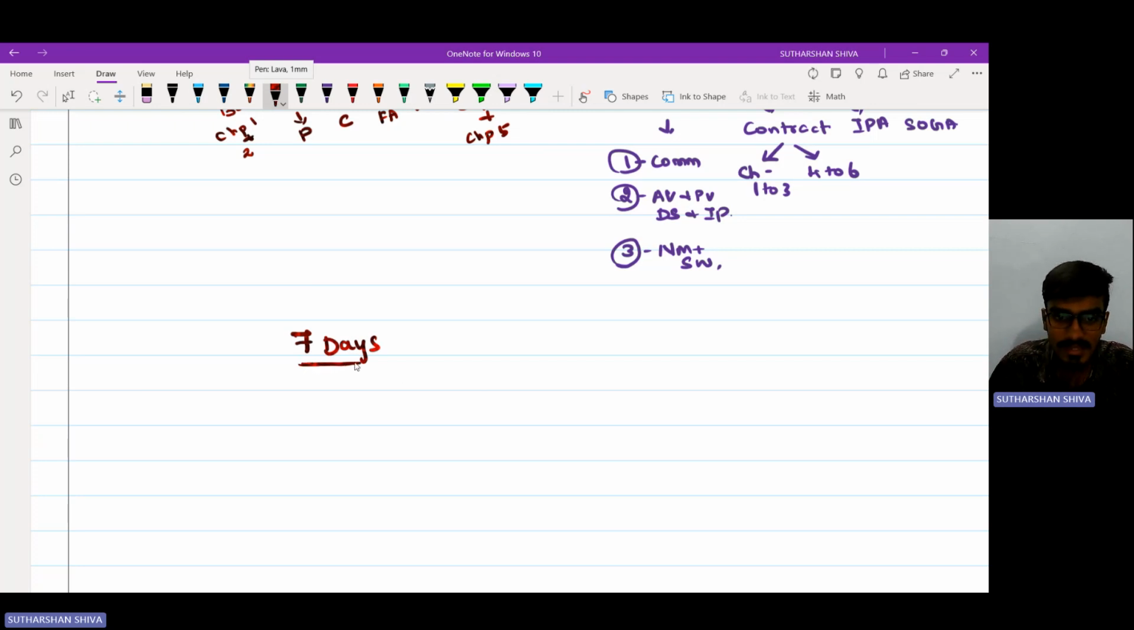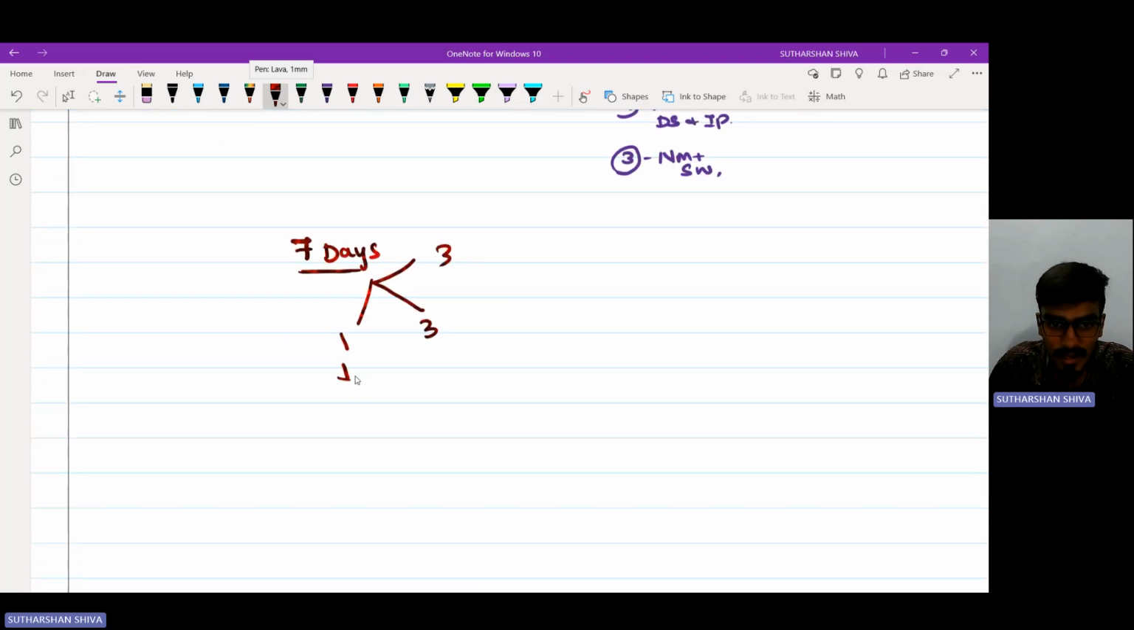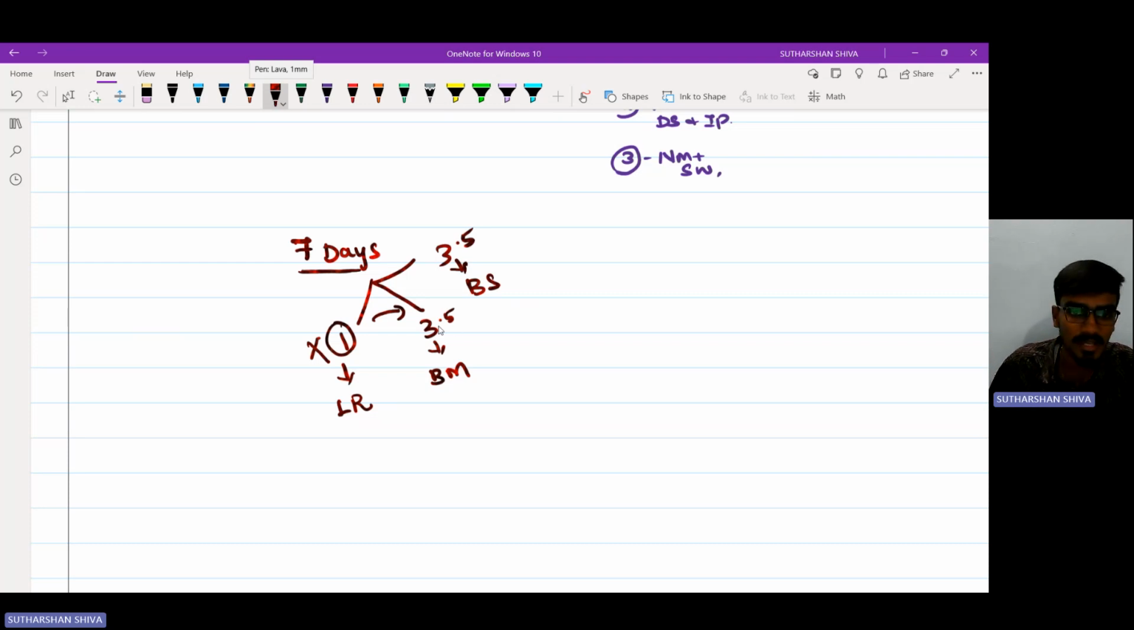In these 7 days, we will divide it into 3 parts, 1 plus 3 plus 3. 1 day for logical reasoning, 3 days for business mathematics, 3 days for business statistics. Suppose you have already done the logical reasoning part, give this 1 day as 3.5 days and 3.5 days. If not, give 3 days. Or if you feel statistics is very easy, give it 2 days. For business mathematics, give it 4 days.